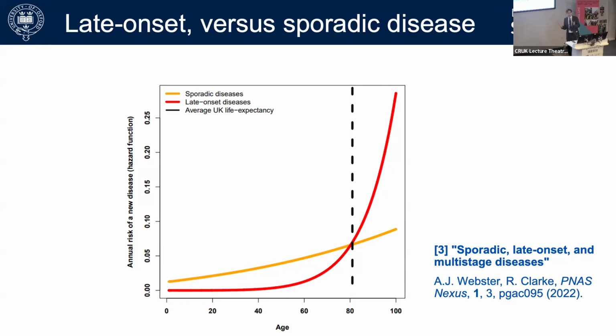So if your interest was in trying to reduce the burden on the NHS, you'd probably want to target those more sporadic diseases, because they're the ones that look most amenable to reducing the likelihood of. And I'll say more about that in a moment.